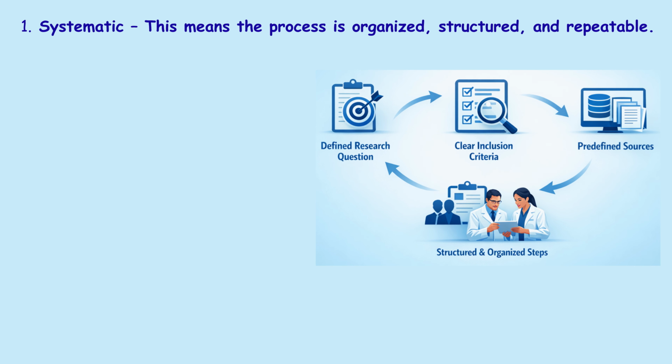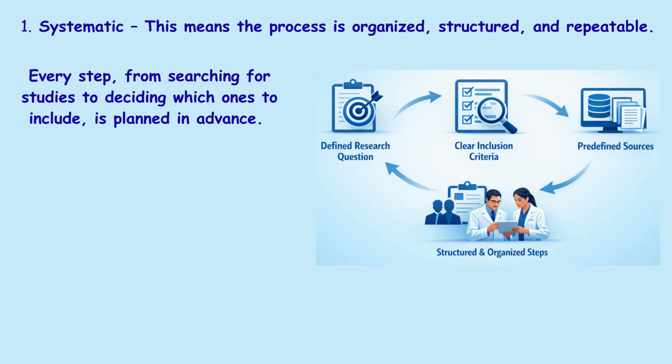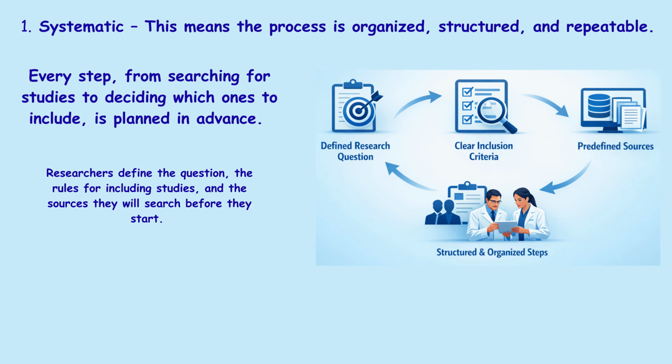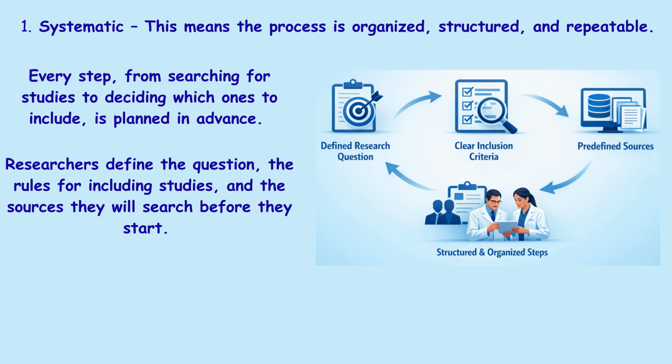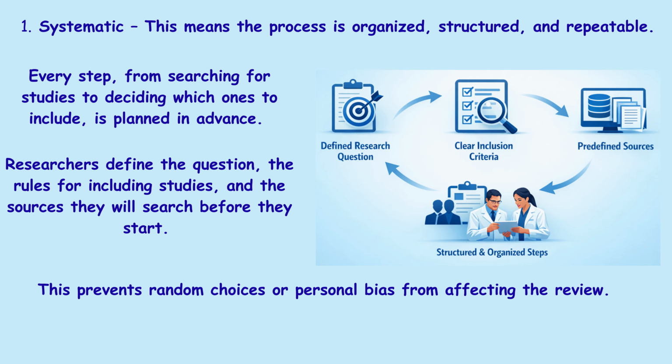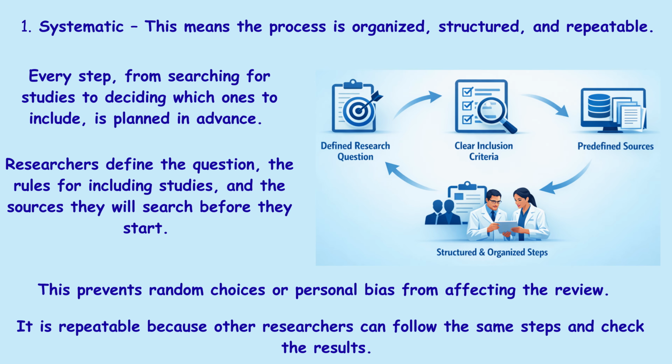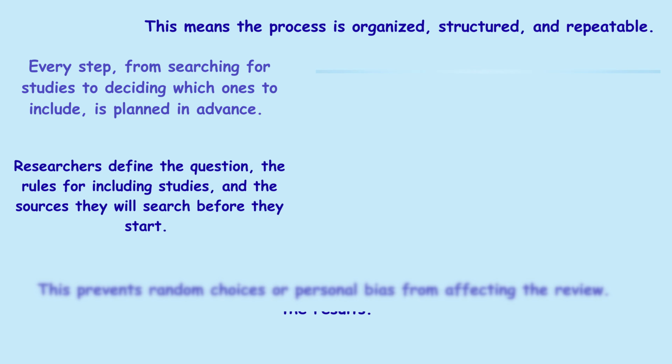1. Systematic. This means the process is organized, structured, and repeatable. Every step, from searching for studies to deciding which ones to include, is planned in advance. Researchers define the question, the rules for including studies, and the sources they will search before they start. This prevents random choices or personal bias from affecting the review. It is repeatable because other researchers can follow the same steps and check the results.